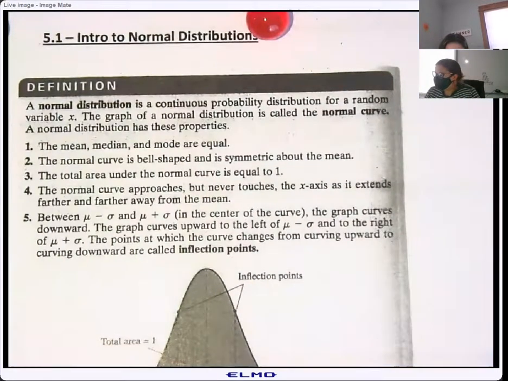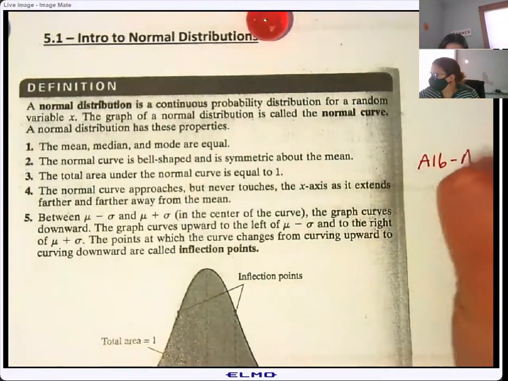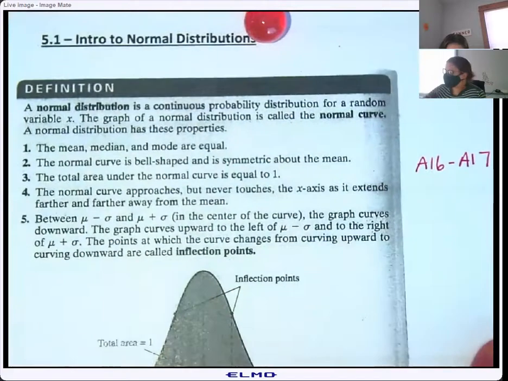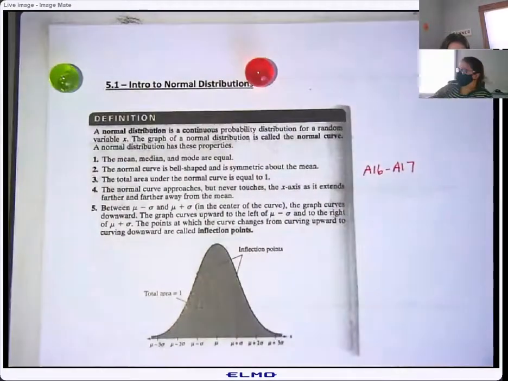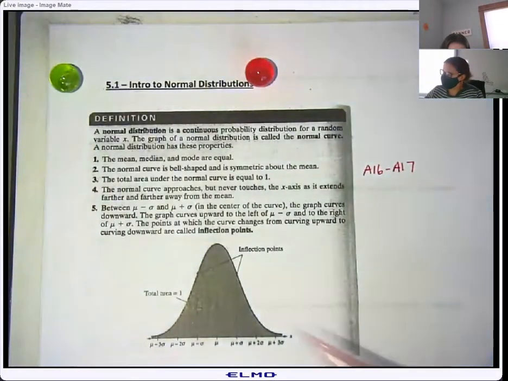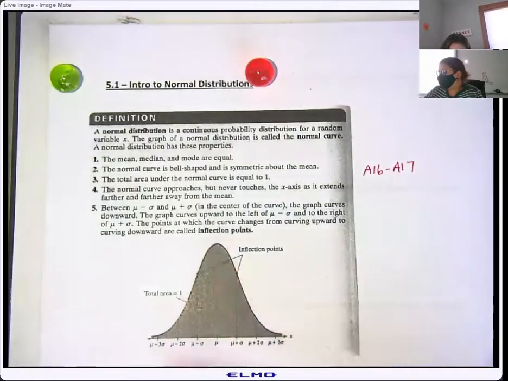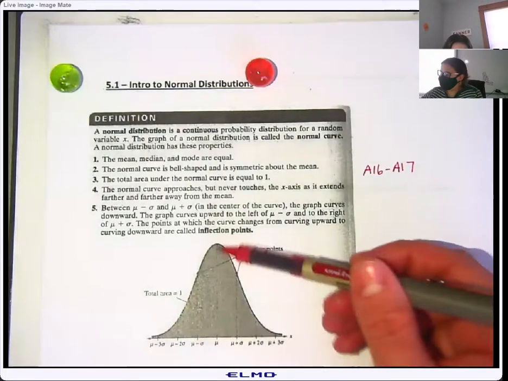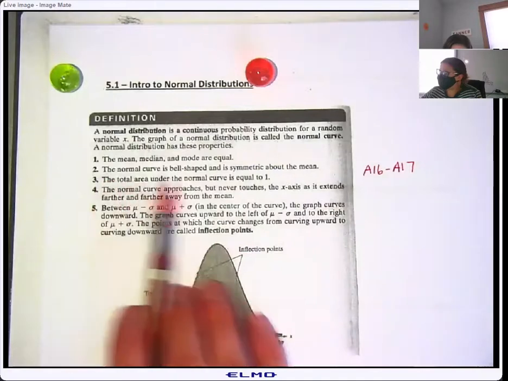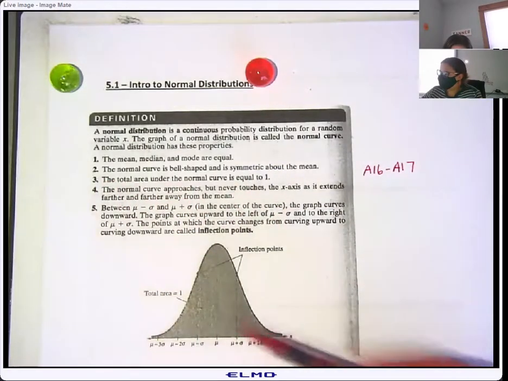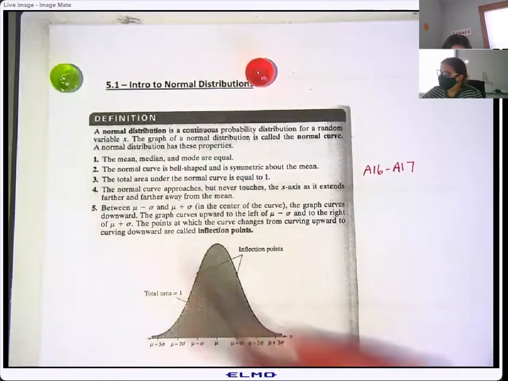Okay. So let's look at just the rules. I'm going to write down A16, A17 right next to this. The rules are that the mean, the median, and the mode are equal, and they're all right in the middle. Which makes sense because if the data is completely evenly distributed on the left and on the right, then half the stuff's on the left, half the stuff's on the right. It's symmetric. That means the median is in the middle. The mode is right in the middle because the most happening is right here, the average, and the mean is in the middle. The normal curve is bell-shaped and is symmetric. We knew that. Total area underneath it is 1. That's 100%, right?